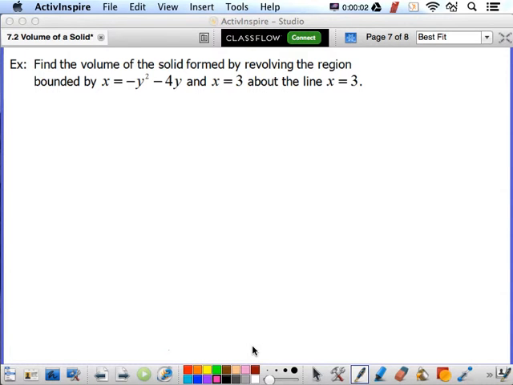For this example, we want to find the volume of the solid formed by revolving the region that is bounded by x equals negative y squared minus 4y and x equals 3 about the line x equals 3. So in order to do this, we're going to have to get a decent graph.